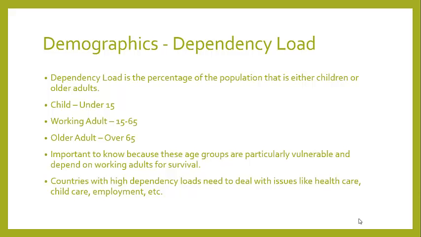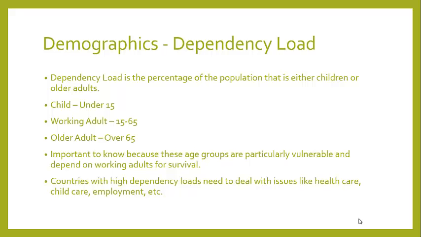And finally, another statistic that we want to understand is dependency load. The dependency load is simply the percentage of a population that is either a child or an older adult. And our definition for child in this context is someone under the age of 15, and an older adult is someone over the age of 65. And then anyone between these ages we would consider a working adult.